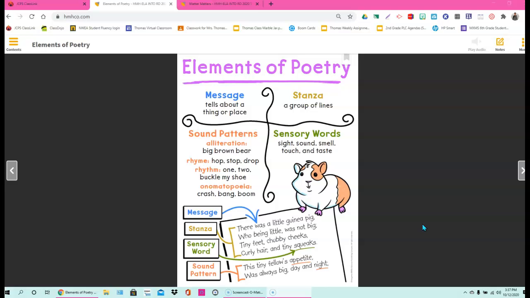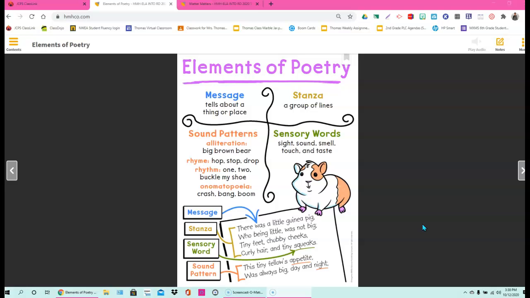Then we have rhyme. This is what Dr. Seuss is known for. So hop, stop, drop, hop on pop, cat in the hat. Then we have rhythm. So rhythm is 1, 2, buckle my shoe. Or if you think of any song that you've heard on the radio, they all have rhythm. Okay. And then that big word, onomatopoeia.